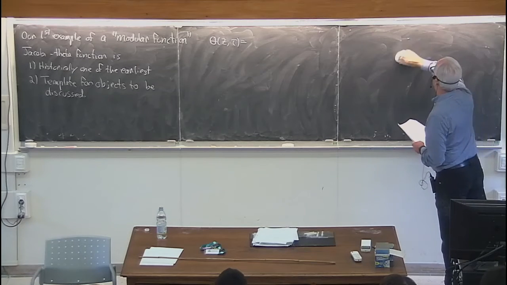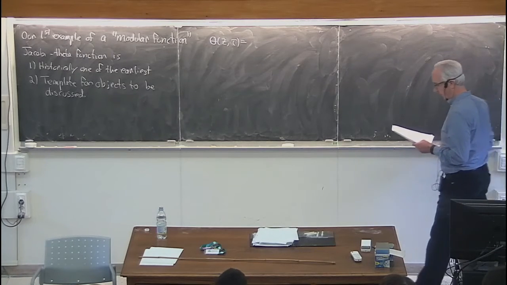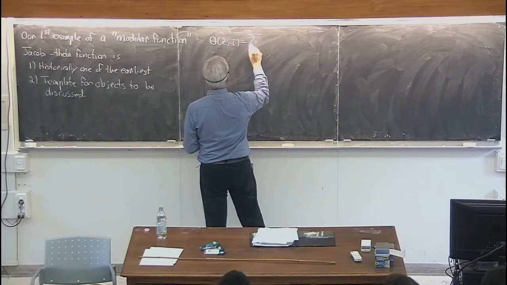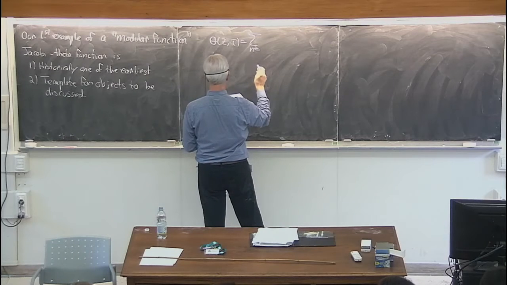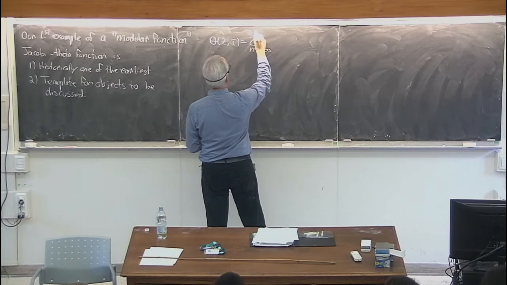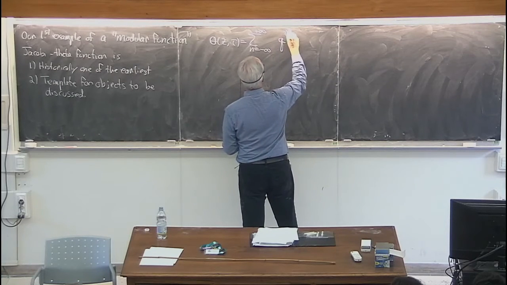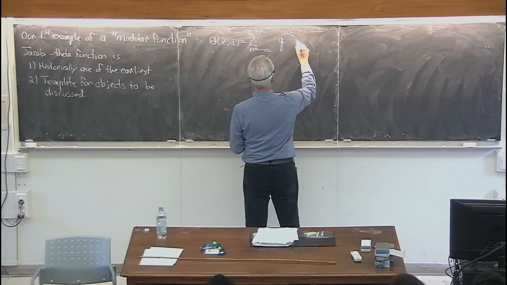And we'll also see how it arises in conformal field theory and string theory in various places. So I'll define it by an expansion, a power series expansion, q to the n squared over 2, y to the n.